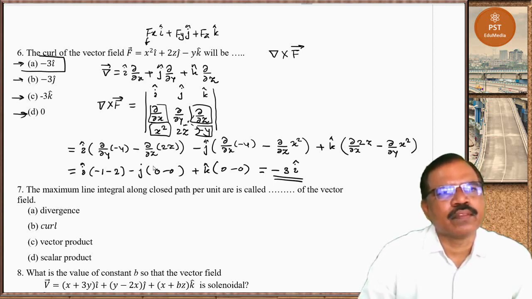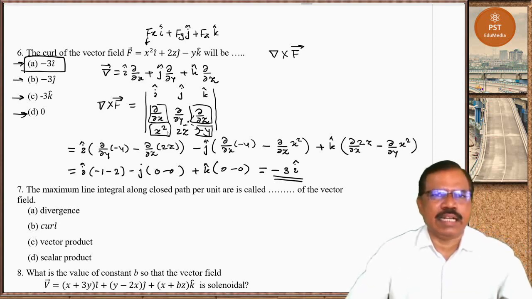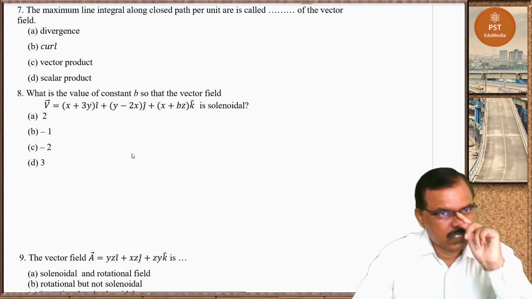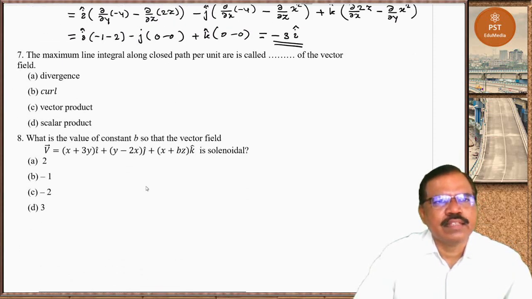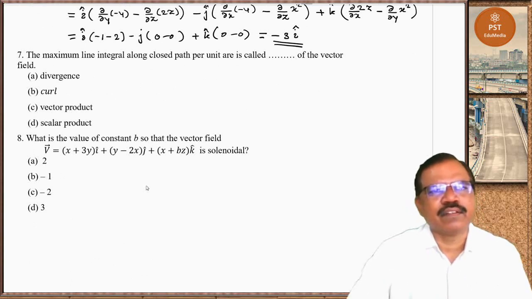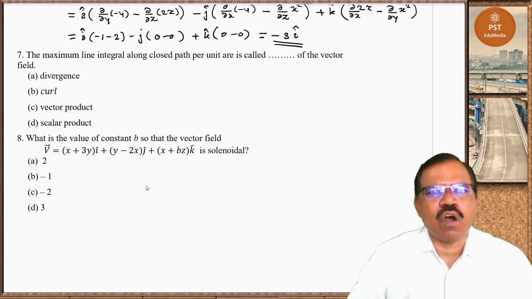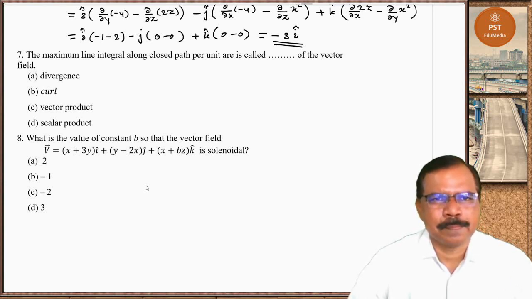So here, first one is correct. Now, next one. The maximum line integral along a closed path per unit area is called: divergence, curl, vector product, scalar product. Which one is correct?